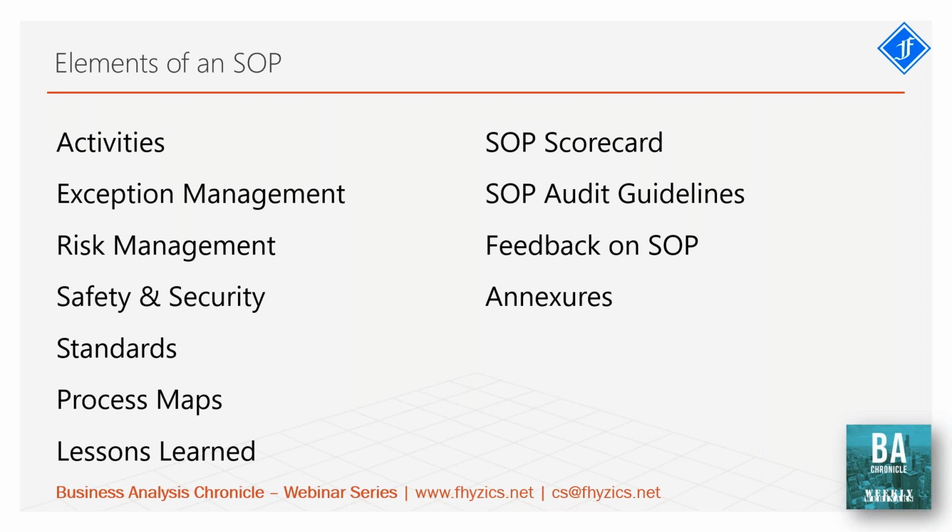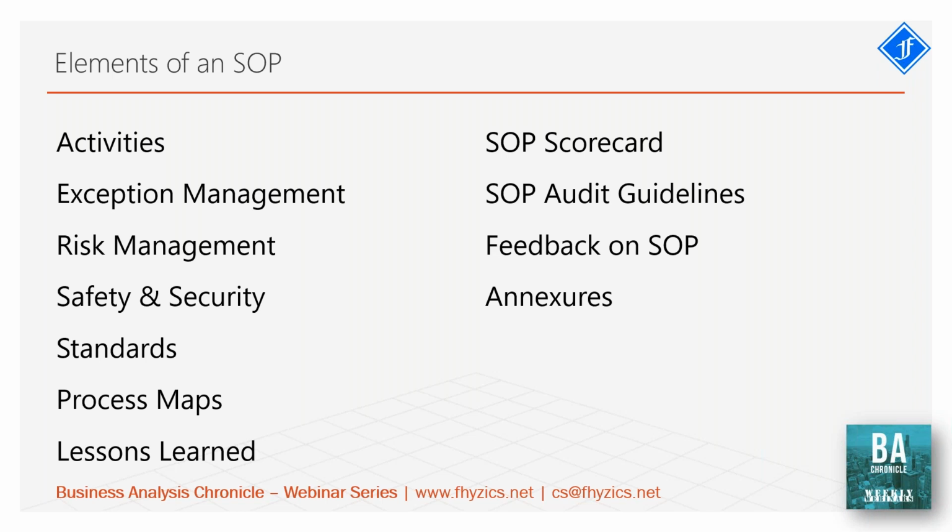And each process will have a set of activities, and each activity will have a set of tasks. So what I want to say is a group of tasks make an activity, a group of activities make a process, right? You have to visualize this. A group of tasks make an activity, a group of activities make a process.